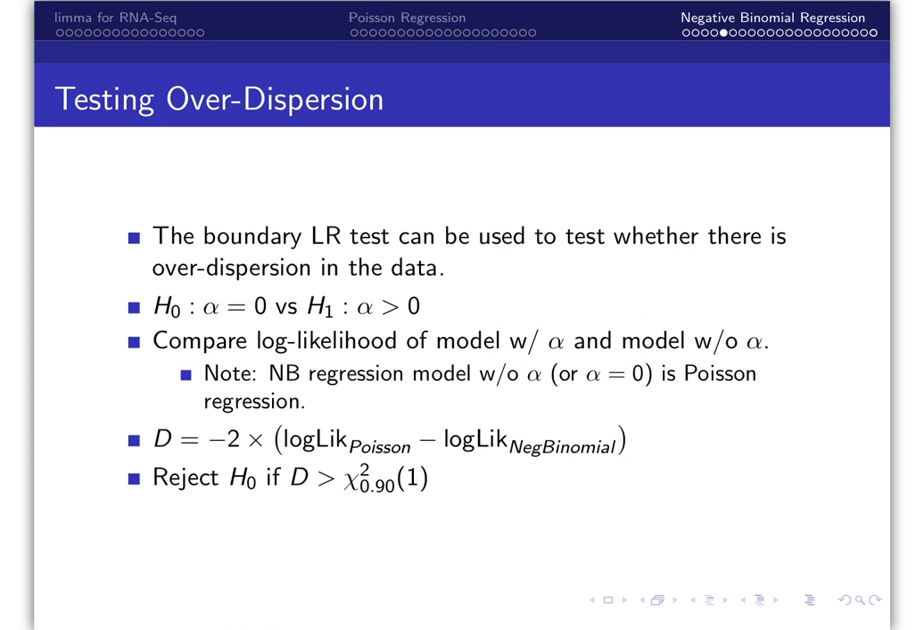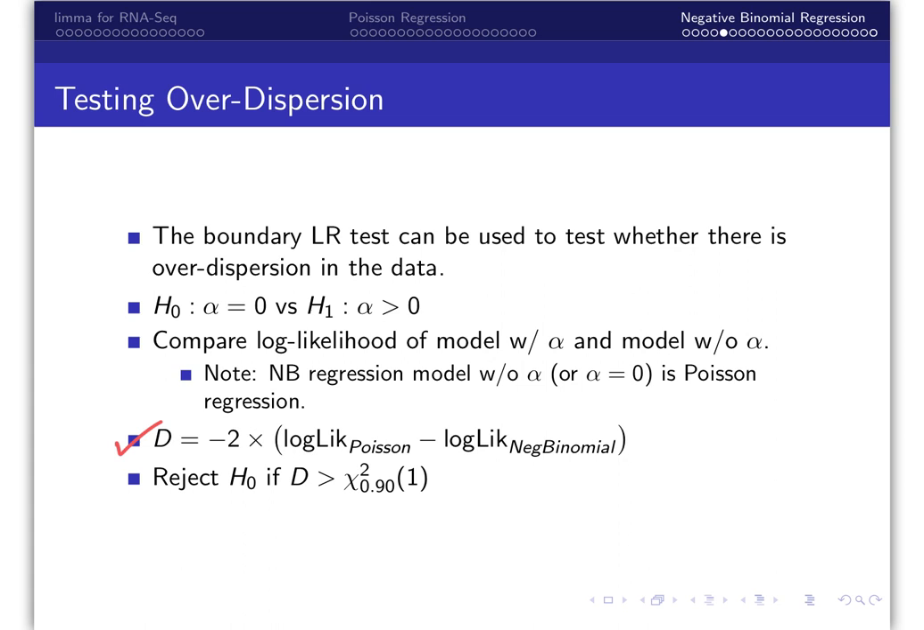In order to test for over-dispersion, we can use the boundary likelihood ratio test to assess whether there is truly over-dispersion in our count data. If there is no over-dispersion, it is more efficient to fit a Poisson regression model because it has one less parameter. So we want to test the null hypothesis that alpha equals 0 against the alternative that alpha is greater than 0. We compare the log likelihood of a model with alpha and another model without alpha. The test statistic is given by this equation.